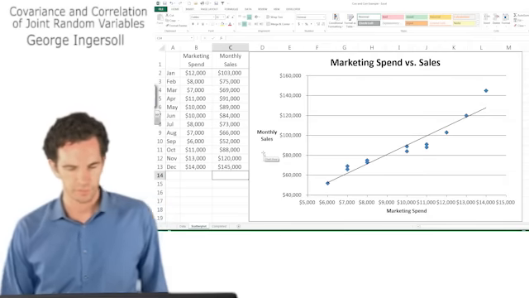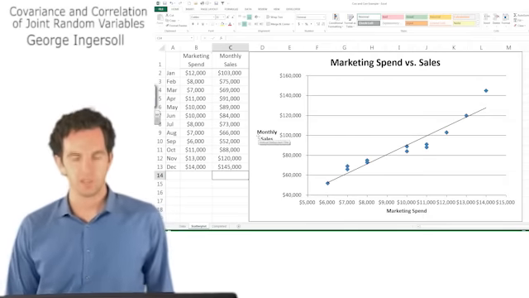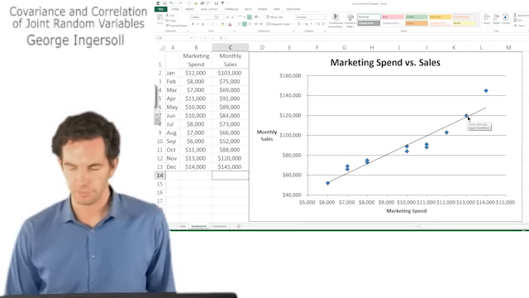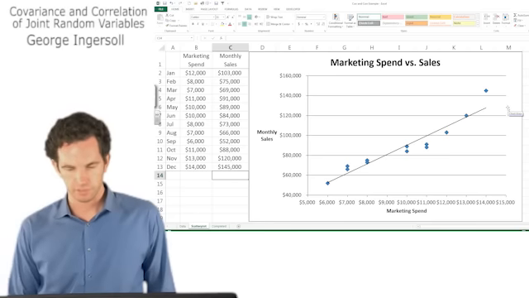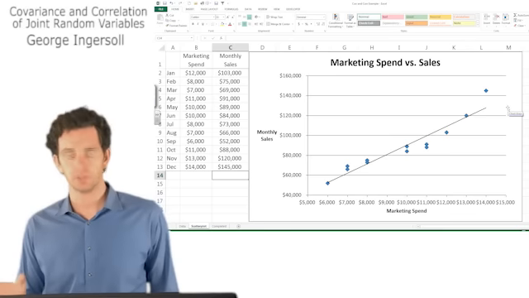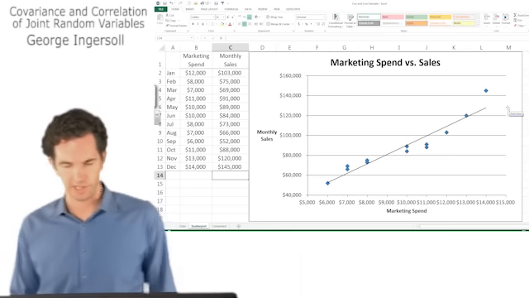I did a scatter plot of this data, and down here on the x-axis we have the marketing spend, on the y-axis we have the monthly sales, and I drew a best fit line. I didn't draw, Excel put a best fit line through this data, and you can see that it's pretty linear. It looks pretty good. This line is going to be a fairly excellent predictor.